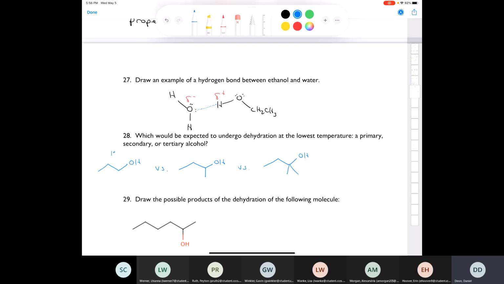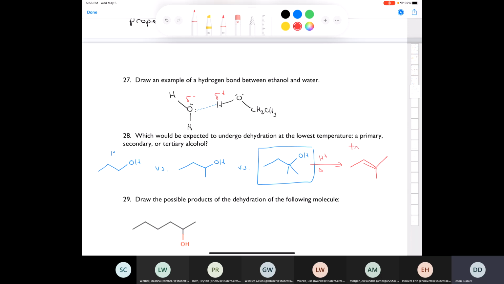Well, which one of these is going to dehydrate at the lowest temperature? Basically what that's saying is which one of these is going to be dehydrated the easiest? The one that would be dehydrated the easiest is the one that's going to give you the most stable product, right? Whichever one's going to give you the most stable product, it's going to have the lowest activation energy. And the answer is the tertiary alcohol. Let me show you why. Because if you were to produce the Zaitsev product from this compound, if you treated this with H plus and heat, you would end up with this compound.